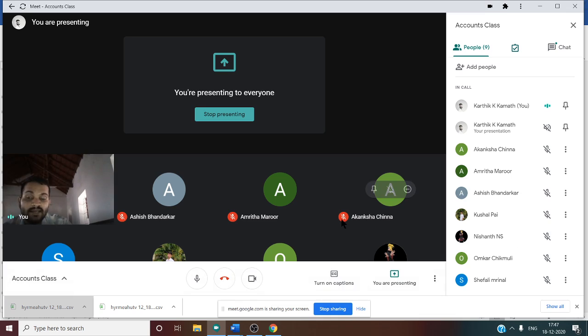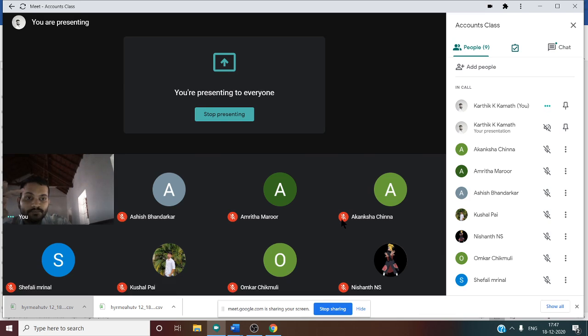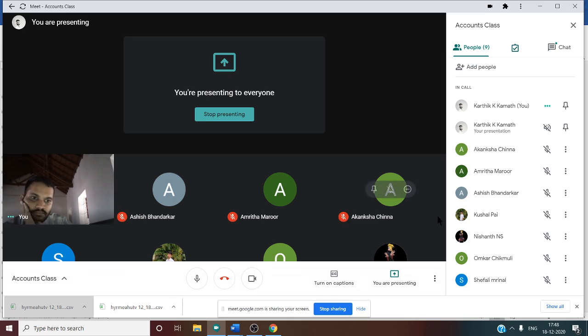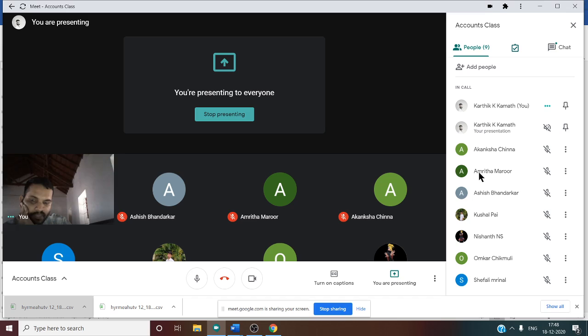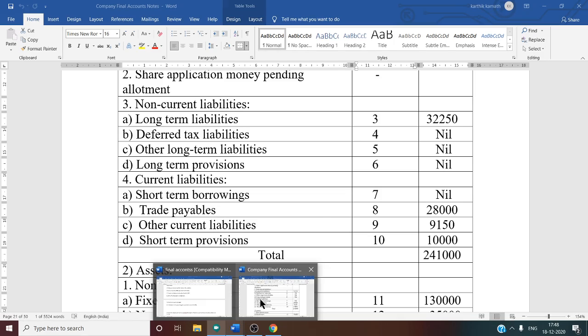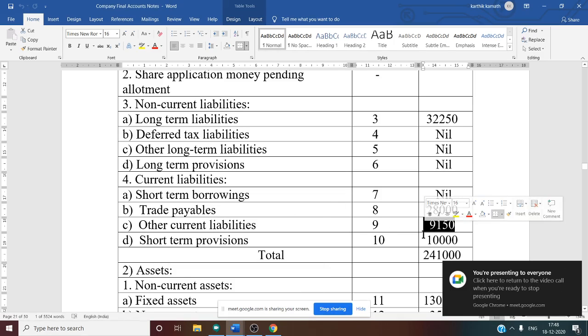Yes, tell me. Other current liability, three information. One is wages outstanding. Second one is salary outstanding. Third one, can you tell me now? What is the third information? This third information given in the trial balance. Regarding dividend. See this. Regarding dividend, what is our third information? Unclaimed dividend. So these three information total we have done, and that total amount is 9150.